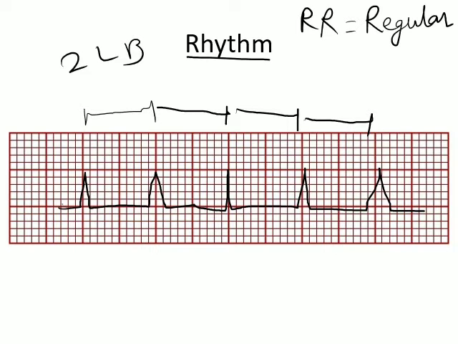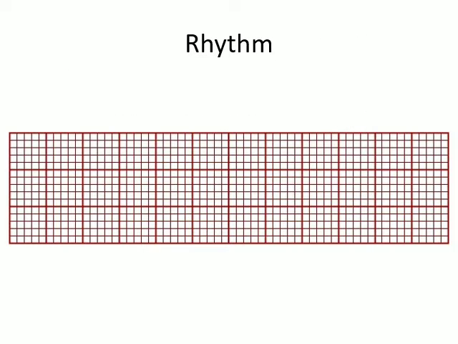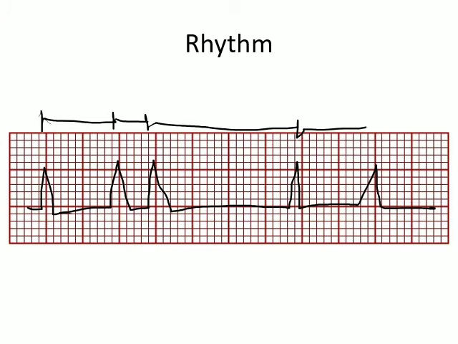Now I am going to erase this to demonstrate something called irregular rhythm. If I see RR intervals like this, if one R wave is here, the second is here, the third however comes here, the next one comes later like here, and the next one comes later like here, it tells us that the RR intervals are constantly changing, which means that the rhythm is irregular.